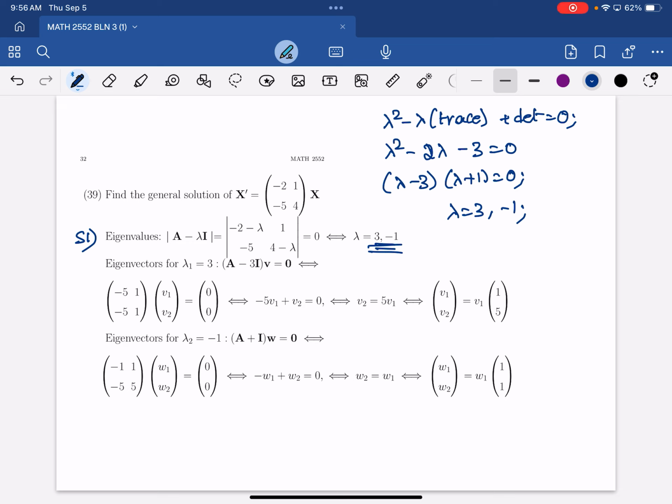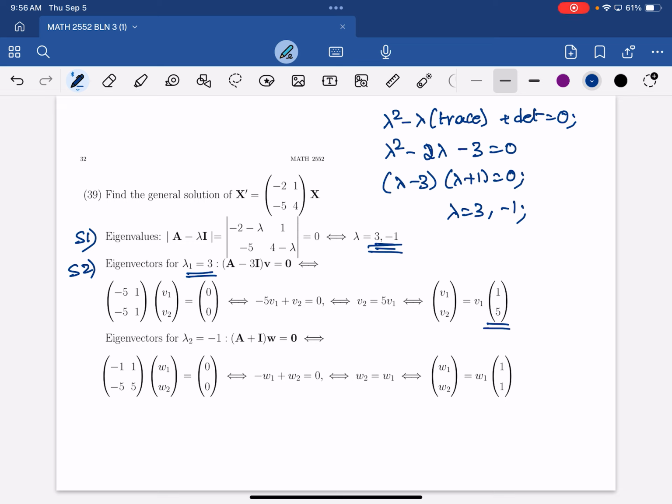Step 2 is to find the eigenvectors. I want to say that when lambda 1 is 3, the eigenvector is (1, 5). Are you comfortable with that? Can I just skip the work? Could you explain that? You want me to explain how the eigenvector is (1, 5)?